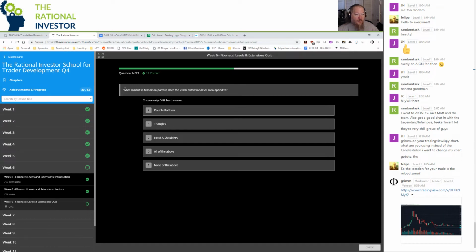And what market in transition pattern, so market in transition patterns are all these we have listed: double bottoms, double tops, triangles, head and shoulders, right? Which of these does the 200% extension level correspond to? And that is the head and shoulders. And what term does TRI use to describe the 161.8 to 200% extension level zone? And that is the parking garage.